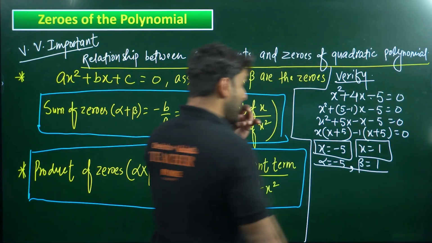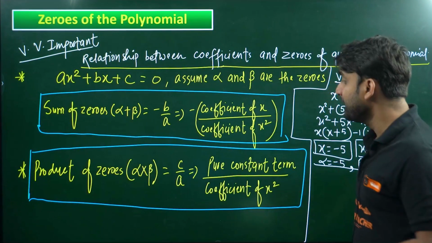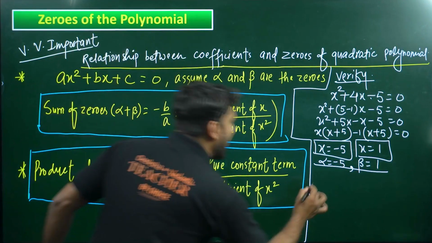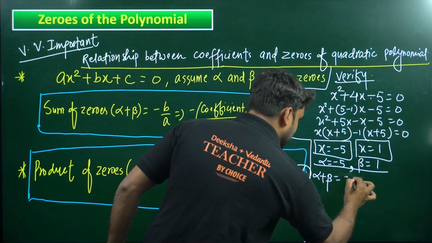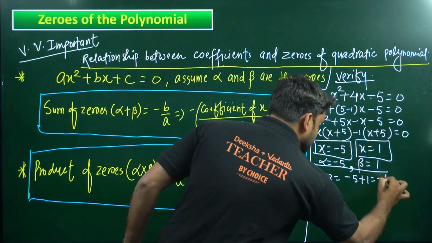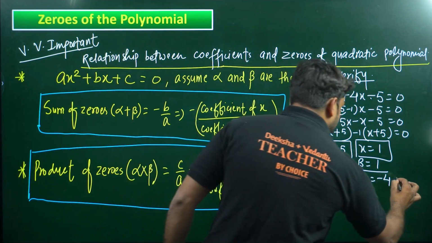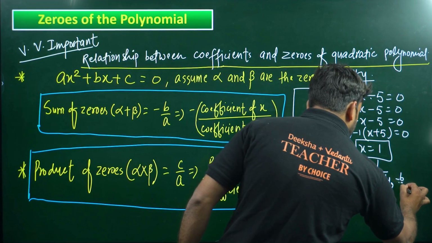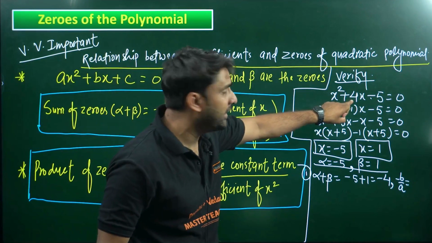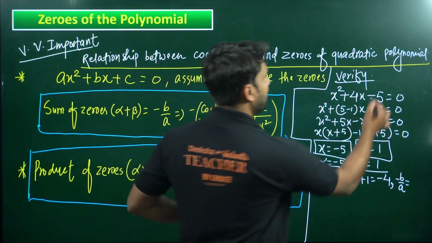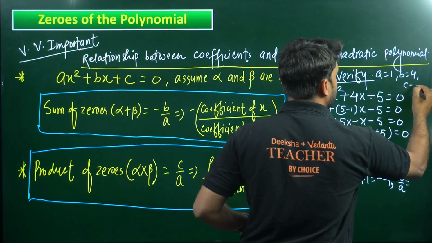Now moving to the verification: the sum of zeros must be equal to minus b by a. So if we add alpha plus beta, I'm verifying alpha plus beta first. Alpha is minus 5 plus 1, and that gives you minus 4. Now find minus b by a. Here a is 1, b is 4, and c is minus 5.